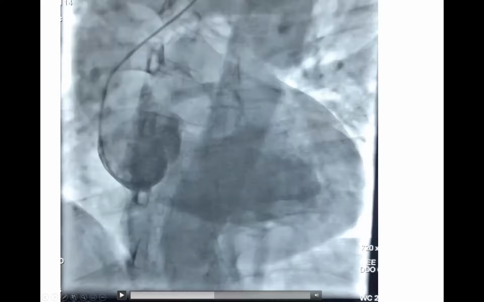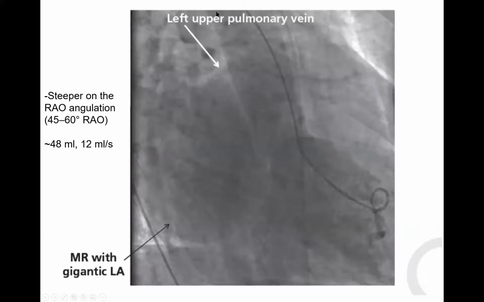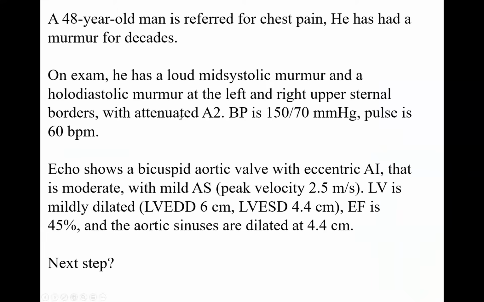Yes, it's close to AP, but it is more of an LAO view. It's shallow LAO, but it is an LAO view. Remember, in RAO, your aorta will be here, and then the aortic arch is there, and you have a descending aorta this side, like here: ascending aorta and descending aorta.